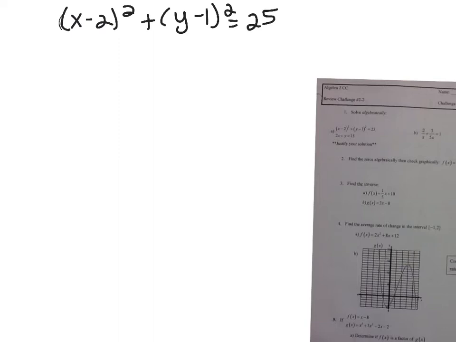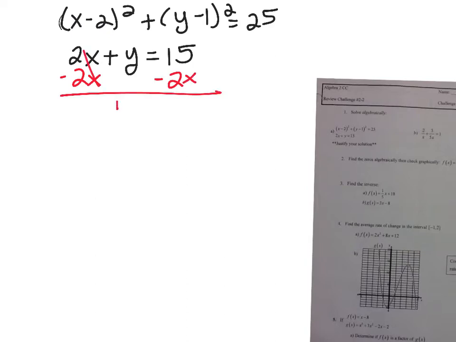Okay, so here's my first equation, (x minus 2) squared plus (y minus 1) squared equals 25. And then I have 2x plus y is equal to 15. Okay, so what we want to do is put the linear, which is the second one, in y equals form so that we could do a substitution. So minus 2x. So I get y equals negative 2x plus 15.